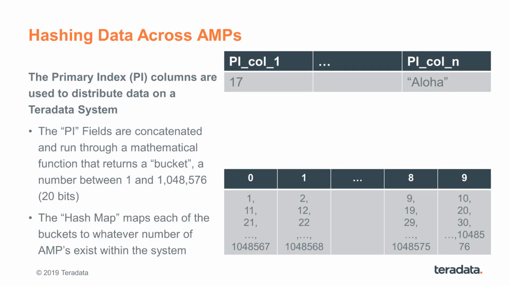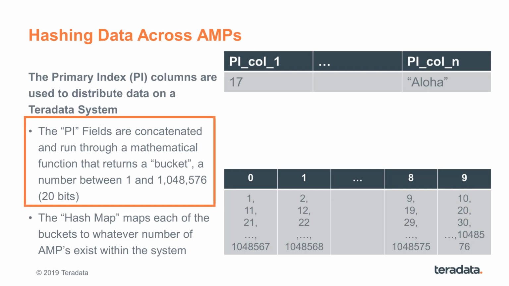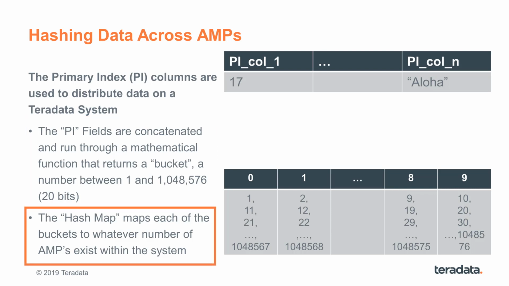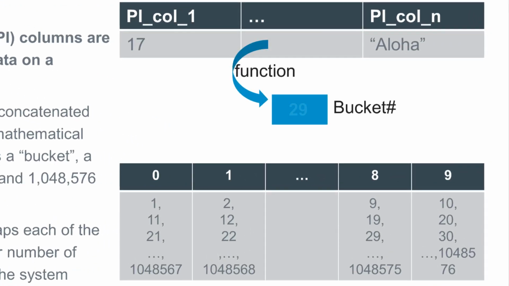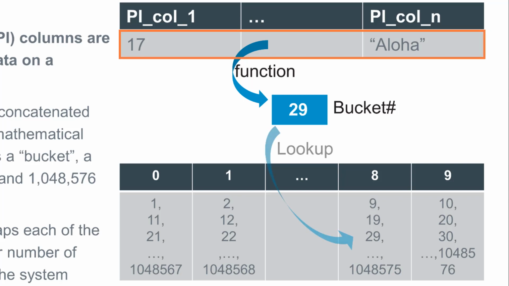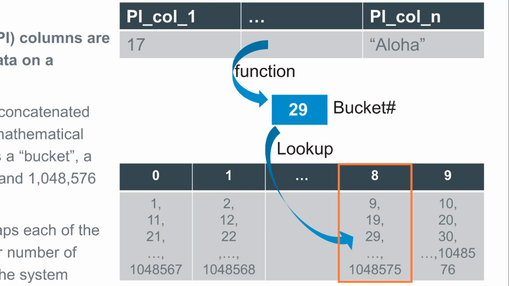The data distribution on an MPP system is a fundamental aspect of the physical data model and influences the performance of operations performed on it. On Teradata, the data is usually distributed across the amps based on the values in the defined primary index columns. It is a two-step process where the PI column values are concatenated and run through a mathematical function to produce a 20-bit long bucket number, followed by a lookup in the hash map to determine which amp actually owns the data. In this little example, the function returns bucket number 29 for the PI values 17 and so on and aloha, and this bucket is assigned to amp number 8 in the hash map.